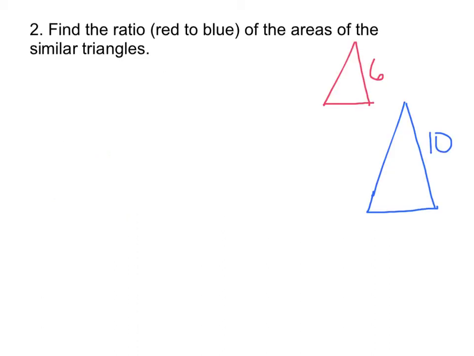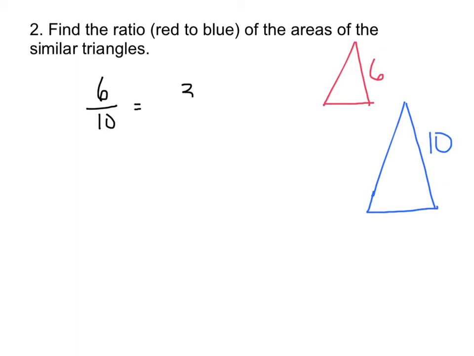So here is example number 2. Find the ratio, the red to blue, of the areas of the similar triangles. Now we can say that the ratio is 6:10 or 10:6, but it clearly says here that we want the red triangle to the blue. So the ratio of one side to the next is going to be 6/10. Now we want to simplify that.